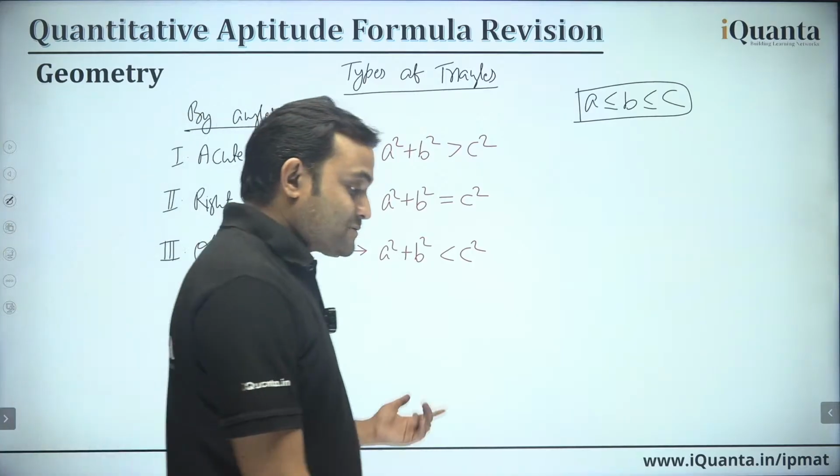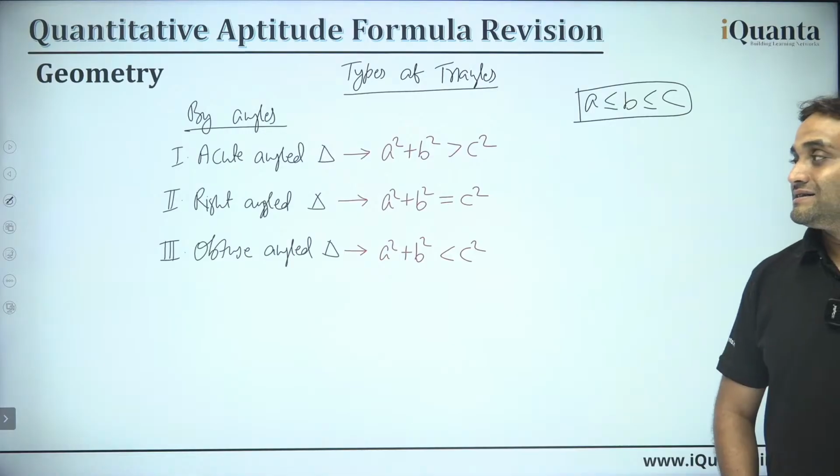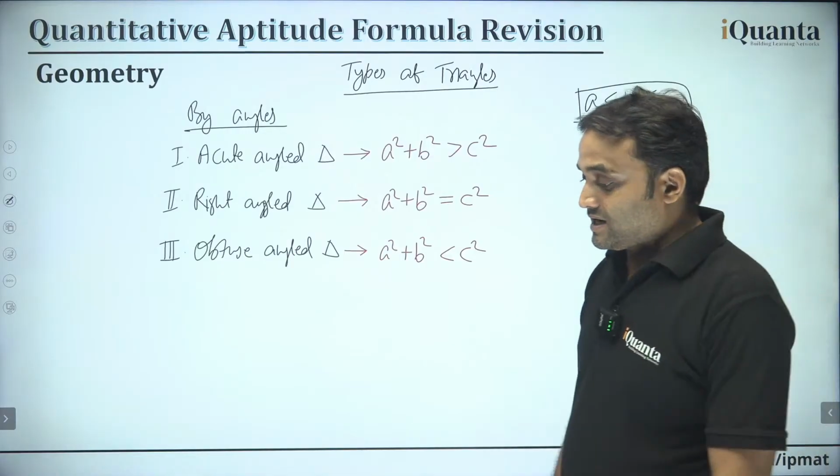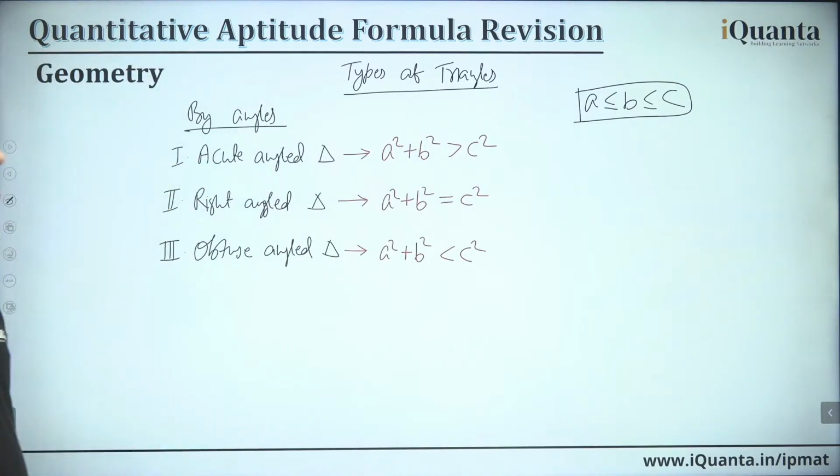So recently a question on this came in IPMAT Indore, where side lengths are given, and then how many such obtuse angle triangles are possible, how many such acute angle triangles are possible.